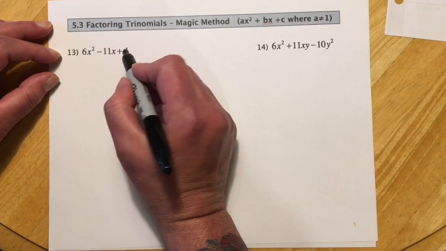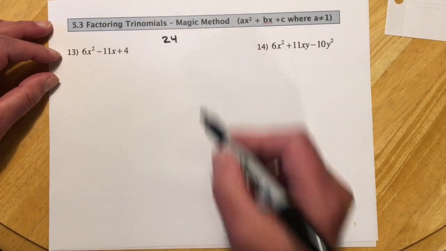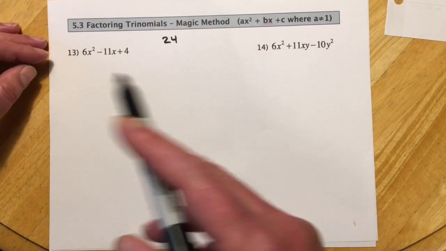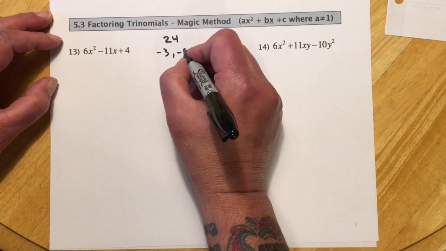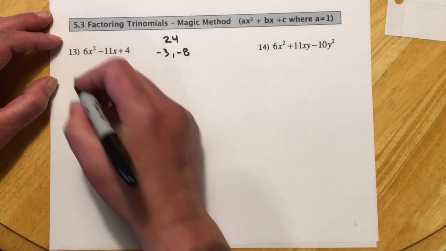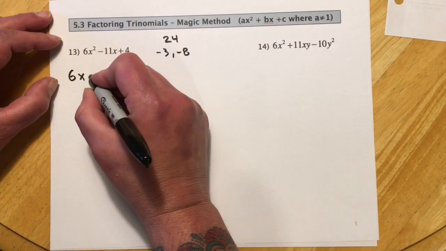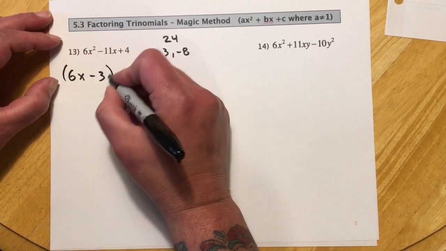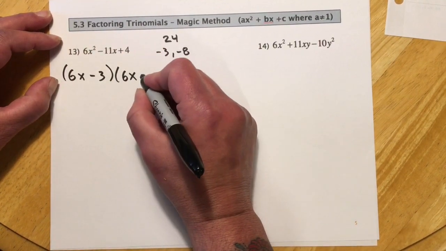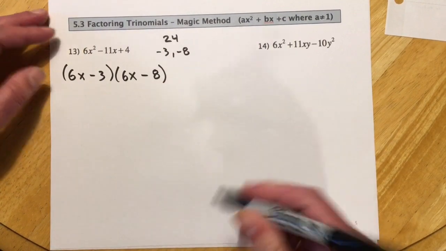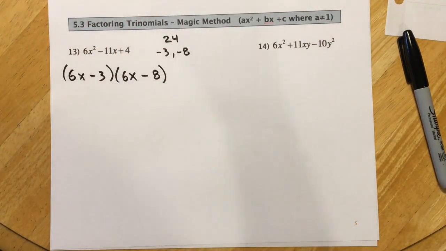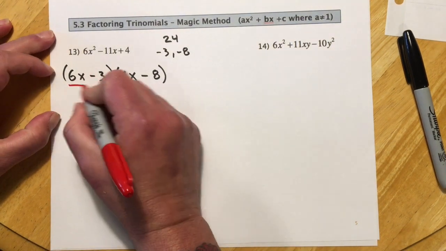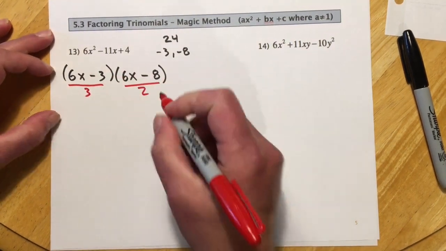Second step is to go 6 times 4 makes 24, and then I need two numbers to multiply to be 24, add to be negative 11. So it sounds like negative 3 and negative 8. And then we'll go 6x minus 3, and we make that kind of extra 6 minus 8. And then from there, we just divide out that extra 6 wherever it works out. So it looks like I can do 3 of it right here and 2 of it right there.